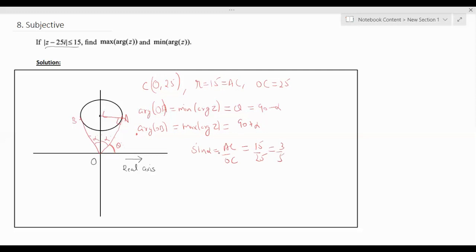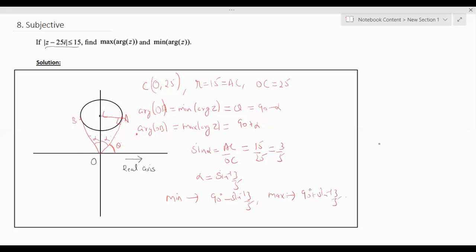So basically you got sine alpha as 3 by 5, and alpha will be sine inverse 3 by 5. So once you got alpha, you get the minimum as well as maximum argument. Your minimum will be 90 degree minus sine inverse 3 by 5, and maximum will be 90 degree plus sine inverse 3 by 5.